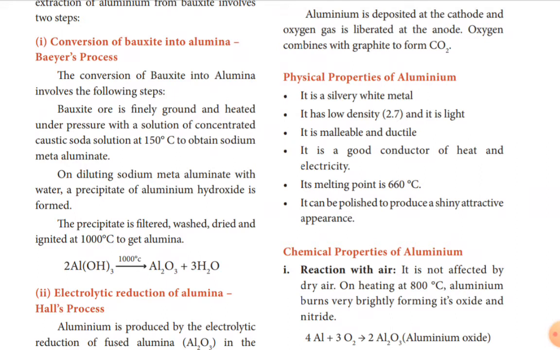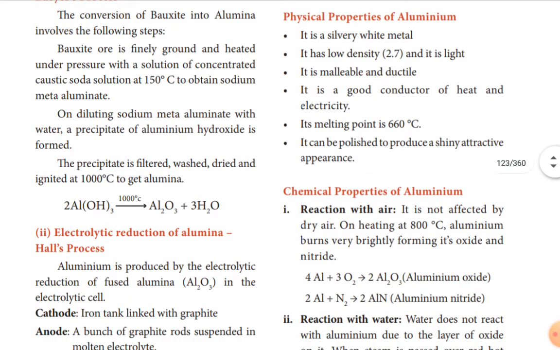So second step, what is the heading? Sodium meta-aluminate to aluminum hydroxide. The sodium meta-aluminate obtained in the first stage is diluted with excess of water. What will happen? See, aluminum hydroxide is formed. Aluminum hydroxide in the form of precipitate is obtained. This is second step. Then third step, that is aluminum hydroxide to alumina.